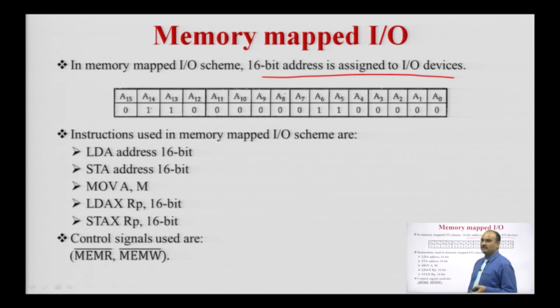So, here the input output device is considered as a memory device in the memory mapped input output scheme, where the address lines are A0 to A15, 16 address lines. The instructions are all memory related instructions: LDA, STA, MOV A,M, LDAX RP, STAX RP. The control signals are memory read and memory write.